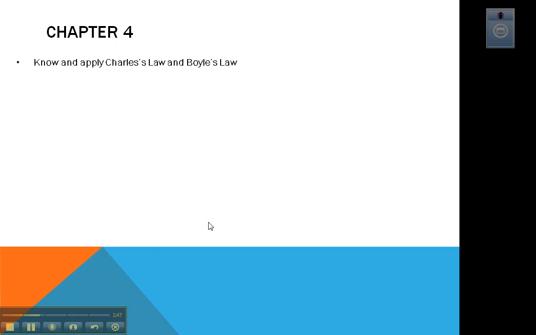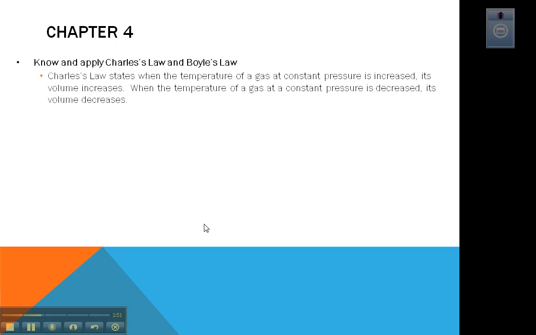All right, continuing here with Chapter 4, we have Charles's Law and Boyle's Law. Charles's Law states that when the temperature of a gas at constant pressure is increased, its volume increases. So if one increases, the other increases. If one decreases, the other decreases with Charles.